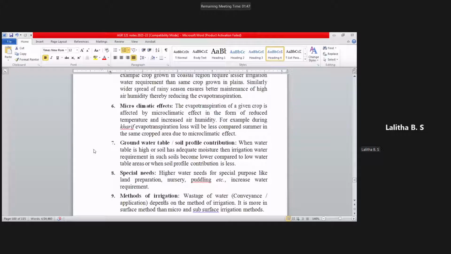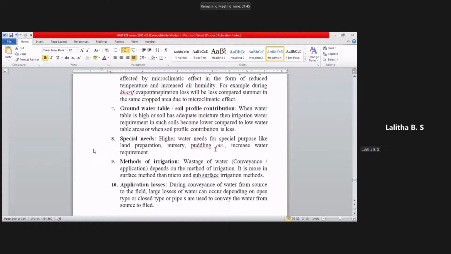Then again, special high water needs for purposes like land preparation, nursery and puddling, especially in the case of paddy. Apart from other crops, 30% extra water is required for land preparation. I think a few students are aware how they prepare land for paddy, or else in the next course you are going to learn. It is not an arable crop; it is grown in submerged condition.